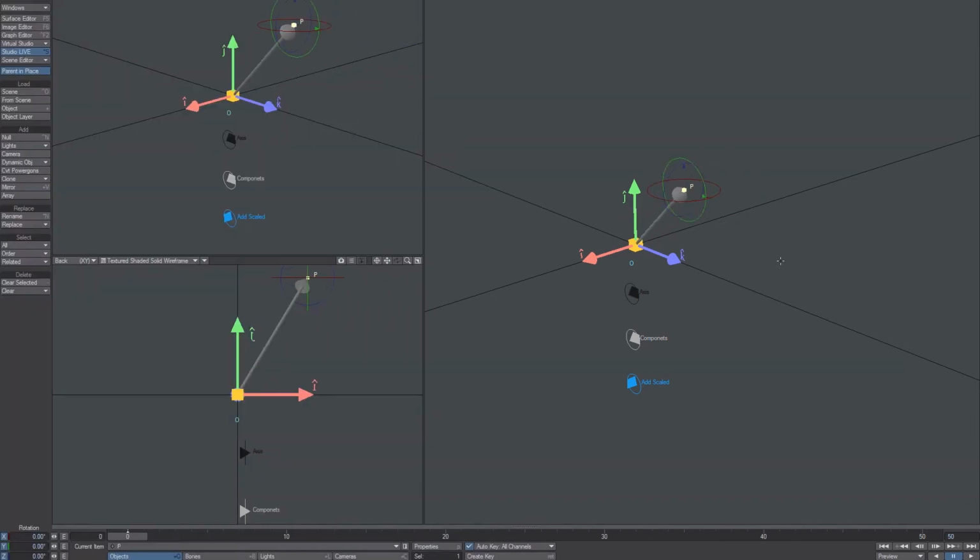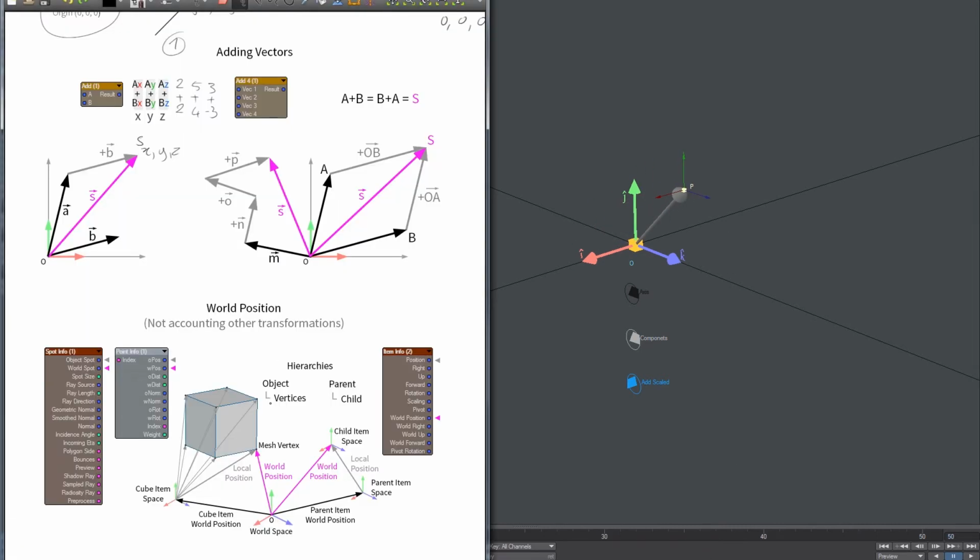You're not actually rotating it or scaling it, just moving around away from the origin. And so we have that this cube, I can access this local position, meaning the position in the context of the item, of the object.